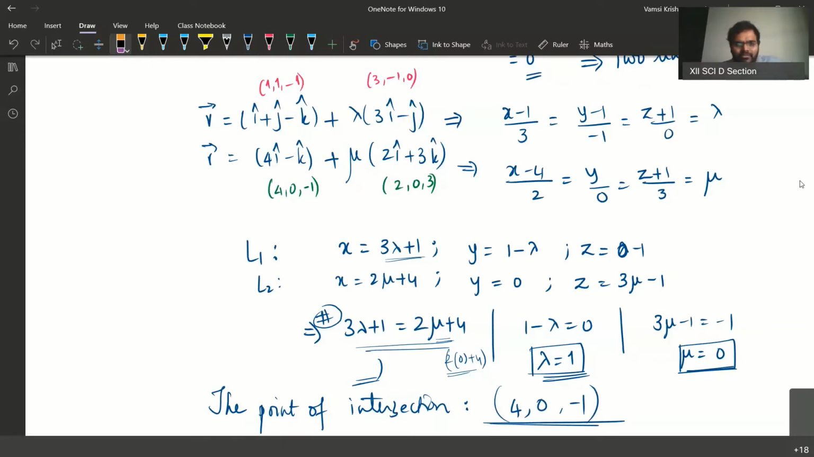All right, so the gist of this problem is this. First things first, if you're asked to show two lines are intersecting, ensure that the skew lines distance between the given two lines is 0. That's the condition. If you want to find the point of intersection, find the general coordinate on each of the lines and equate all the respective coordinates.